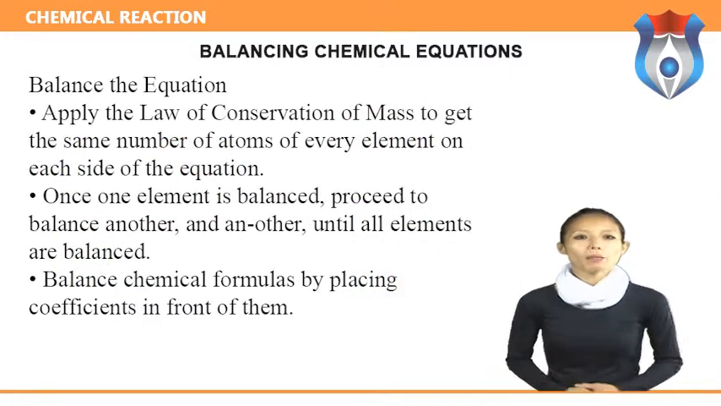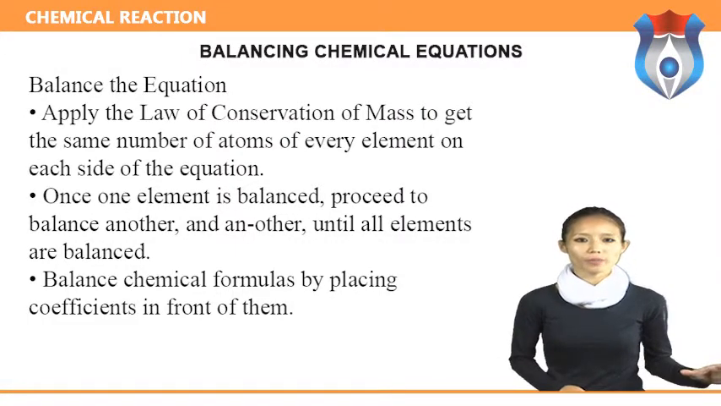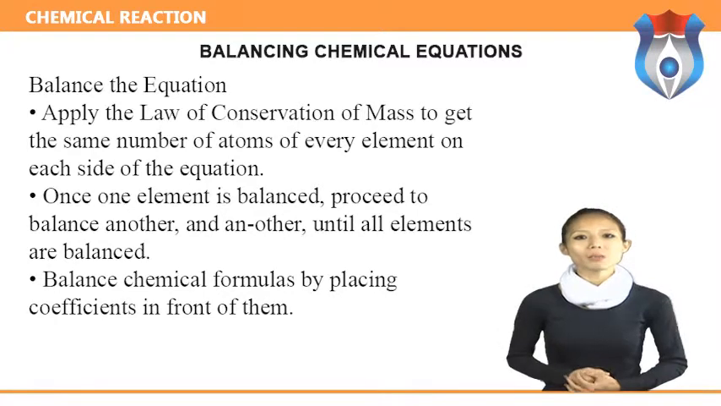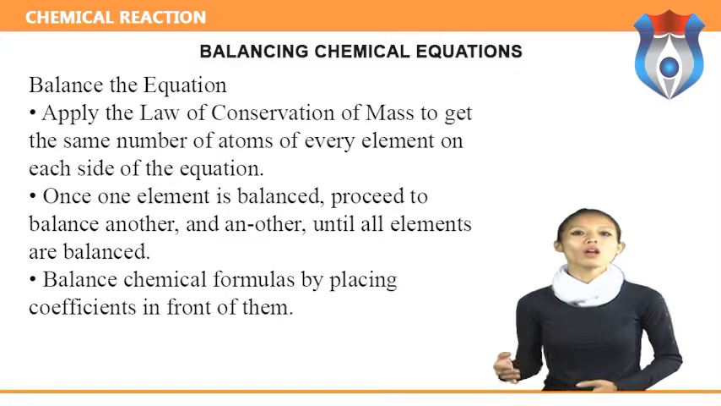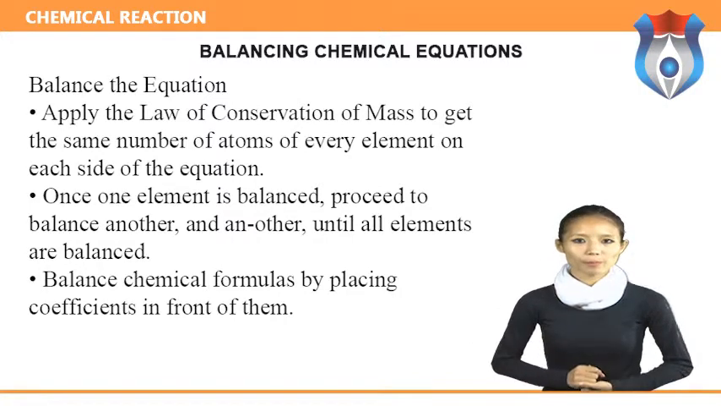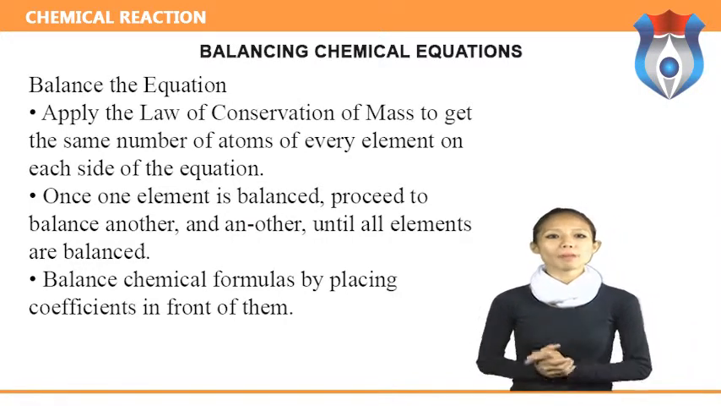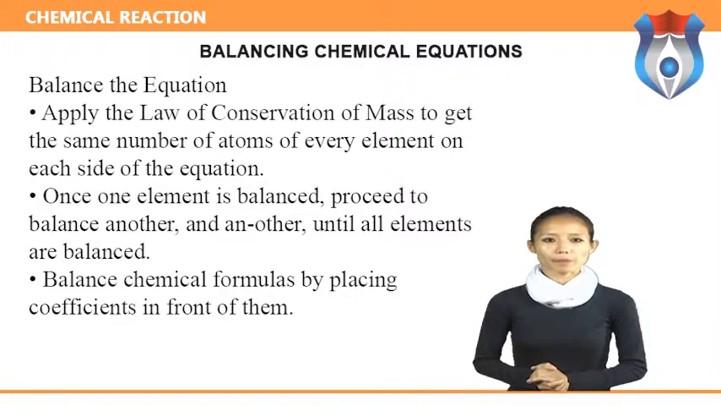Balance the equation. Apply the law of conservation of mass to get the same number of atoms of every element on each side of the equation. Once one element is balanced, proceed to balance another and another until all elements are balanced. Balance chemical formulas by placing coefficients in front of them.